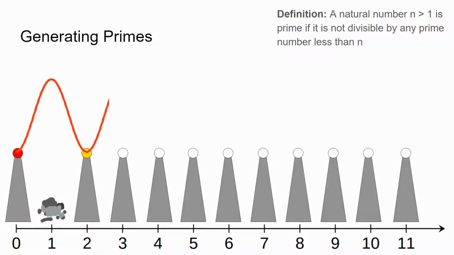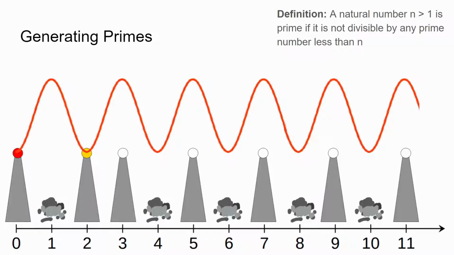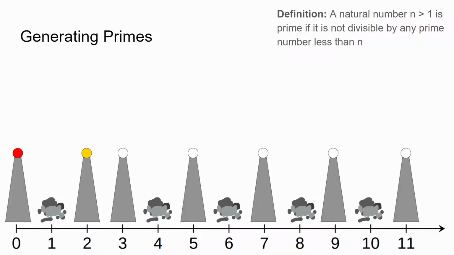Then the light will continue to oscillate and hit all lighthouses that are a multiple of 2 because the light has a wavelength of 2. Then all these other lighthouses will be destroyed because we know those are not prime numbers, since those lighthouses are divisible by 2. And now the evil lighthouse repeats the process.